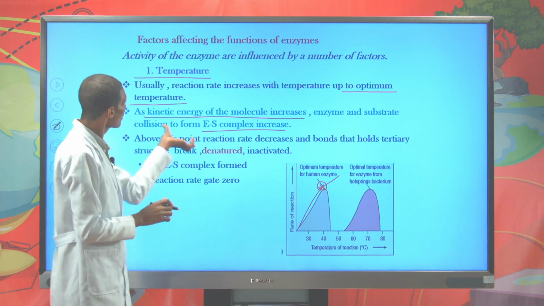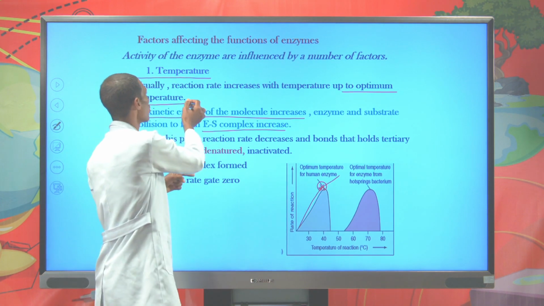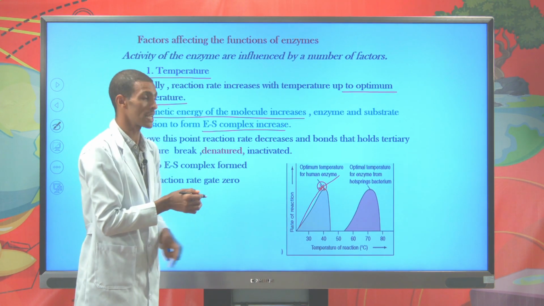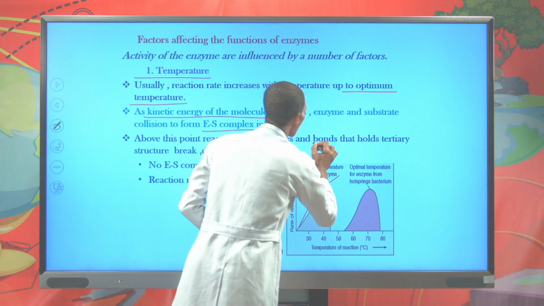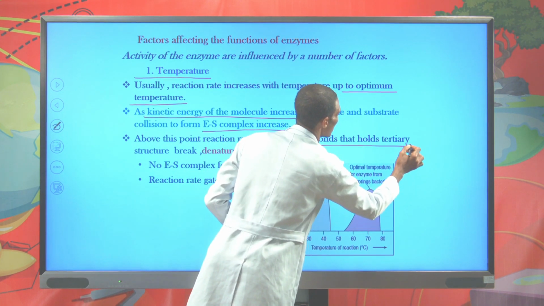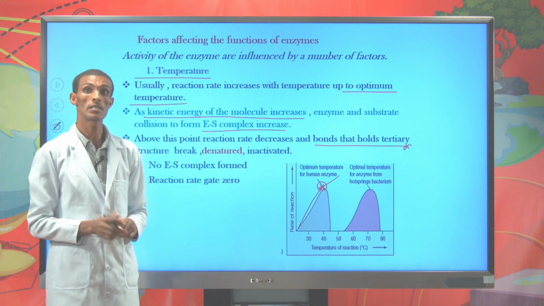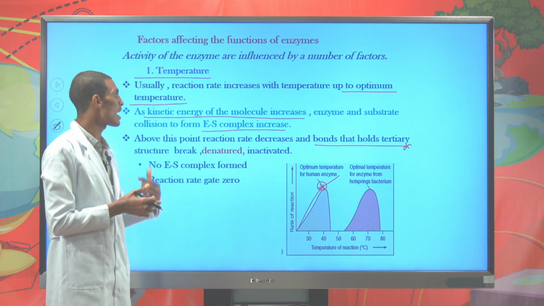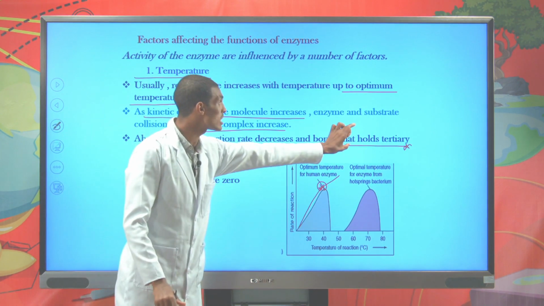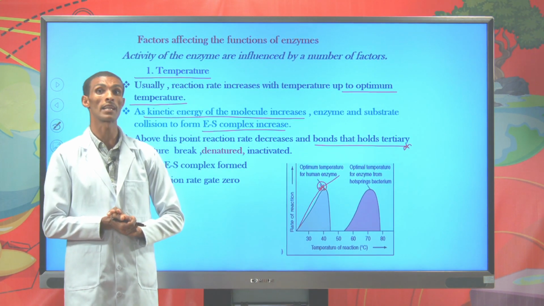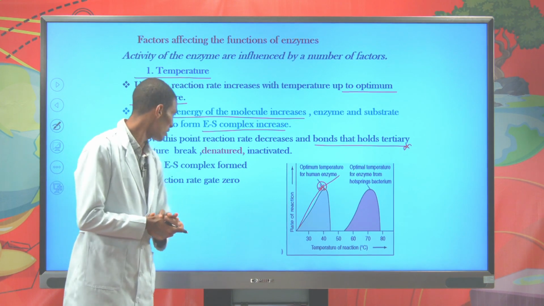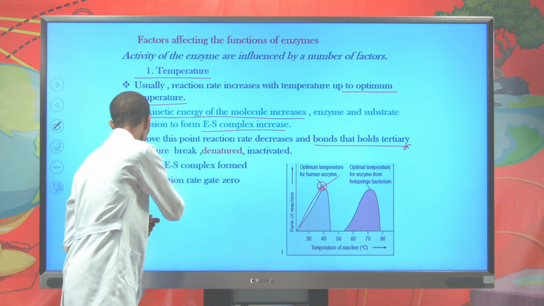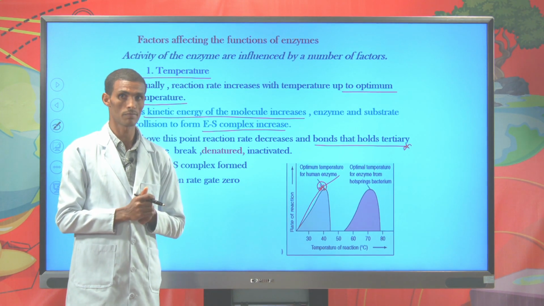But if temperature increases above the optimum temperature, rather than increasing the rate, it breaks the bonds that hold the three-dimensional structure of the enzyme. Since an enzyme has a tertiary, three-dimensional structure, it can catalyze. But if it loses this three-dimensional structure, it cannot catalyze. At this point, no enzyme-substrate complex is formed. At this time, the reaction rate comes to 0.